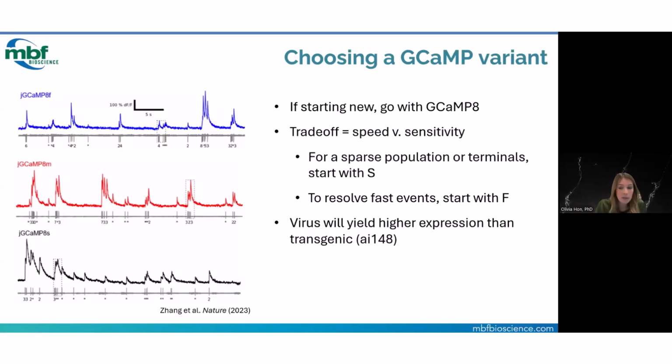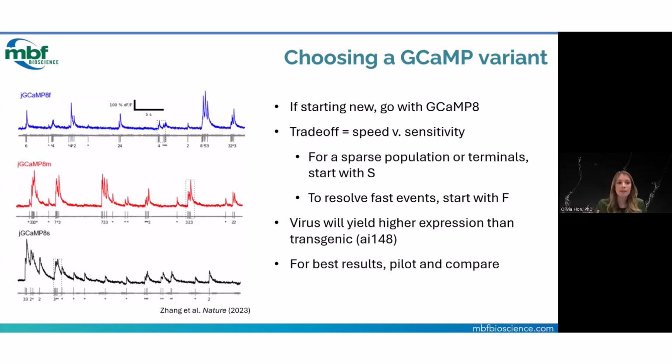I've seen expression be better in cortex than in deep brain. So if you're doing tons of experiments where it's going to save you time to not have to do the virus injection, using an Ai148 can be helpful. But in my experience, it's not going to give you as robust of expression as if you were to do a virus injection. So if you're recording from a sparse population, definitely go with a virus. It will give you a much brighter, more robust signal and make it easier to record what you're trying to record. For best results, I strongly encourage you to pilot different sensors and compare.